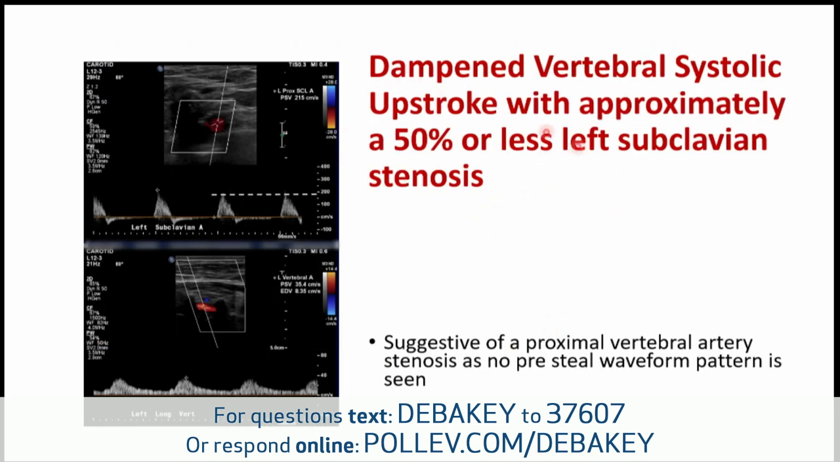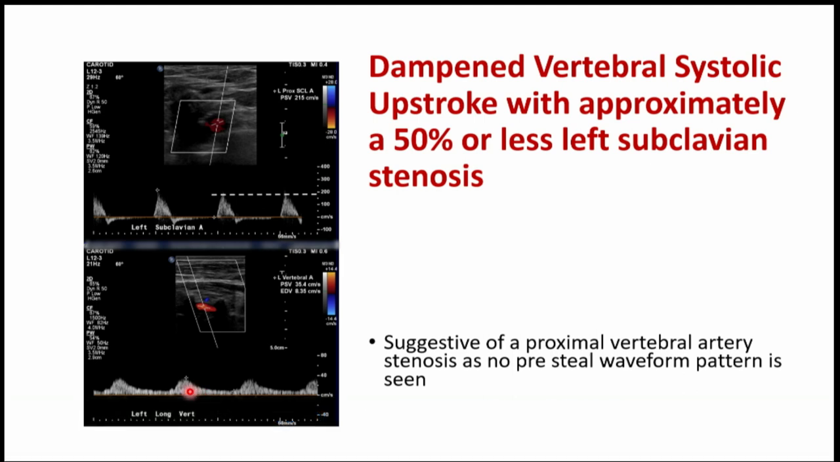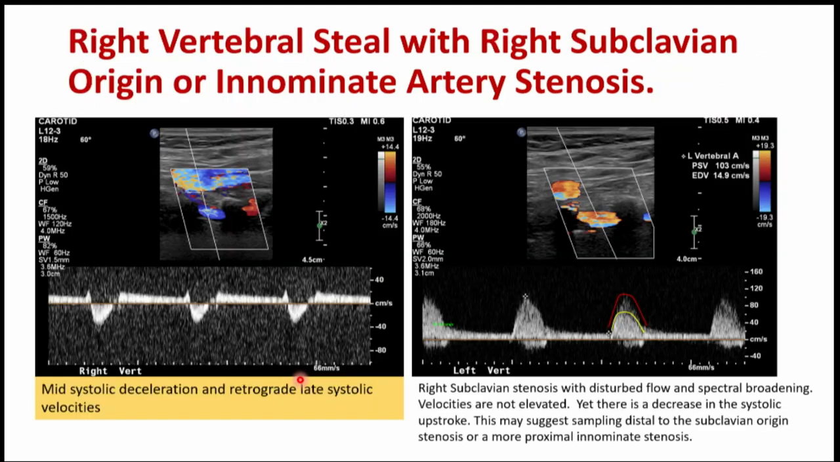Again, let's take a look. Dampened waveforms. And the reason I keep repeating this is because it's important for us to really understand what dampened waveforms look like. It's not enough to give you one picture, one example, because you're not going to take a lot out of that, okay? And what we see here is that this may potentially be suggestive of a proximal vertebral artery stenosis because of the dampening of the waveforms, okay?